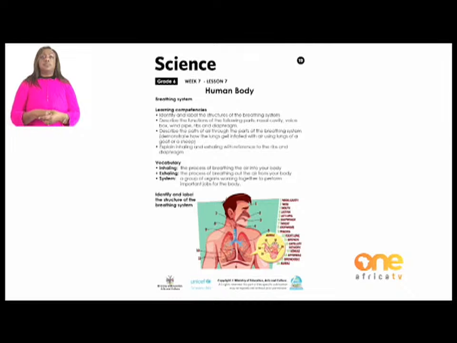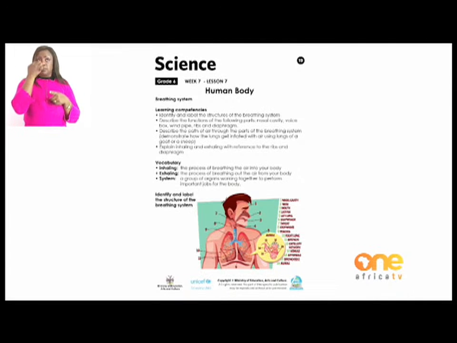Let's get started. We say that our first competency is to identify and label the structures of the breathing system. So our bodies are made up of different parts, but those body parts don't belong to a certain system. They belong to various systems. So for today, we are going to learn which parts belong to the breathing system and where they are situated in our bodies. The very first part that we have to know is the nasal cavity.